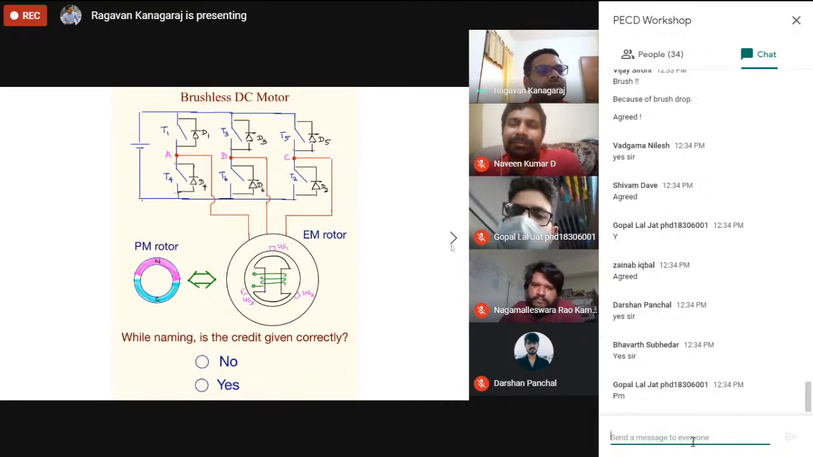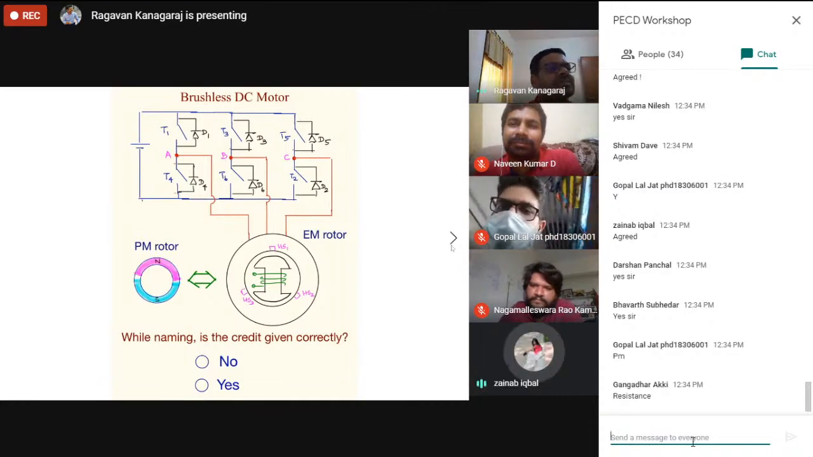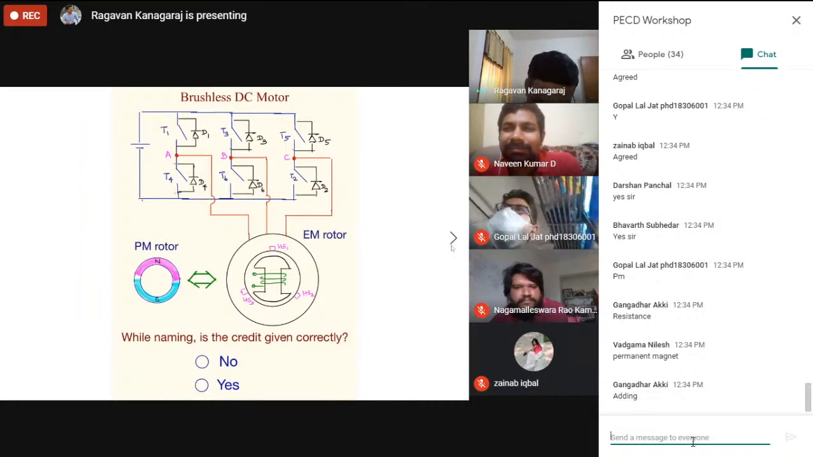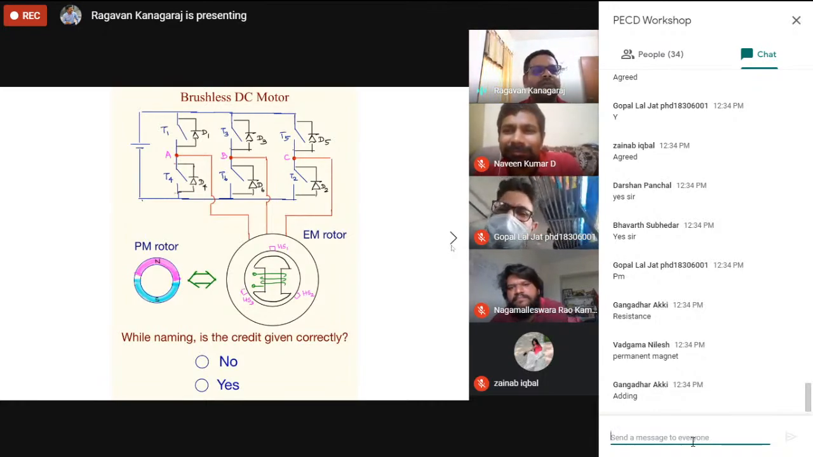How do you do that? Approach the primary by gap, using permanent electromagnet to permanent magnet. So slip rings and brushes are eliminated. So now we have to give a name for this motor. What name will you give?